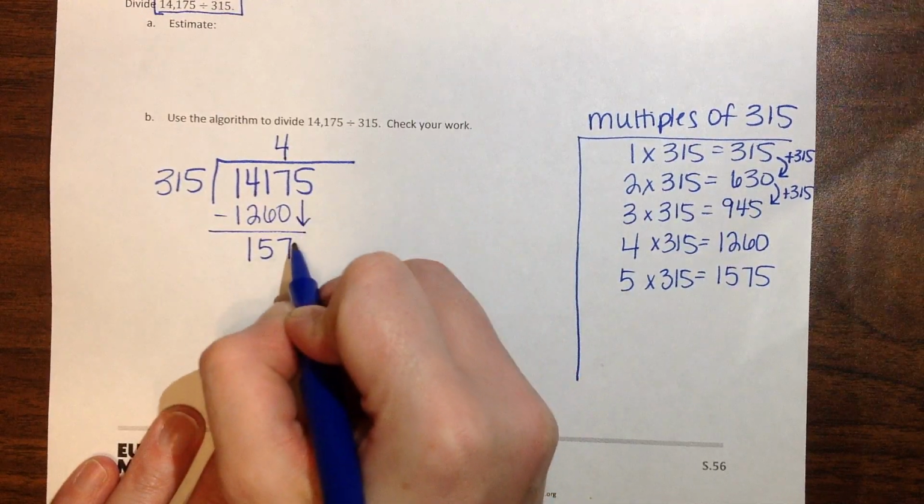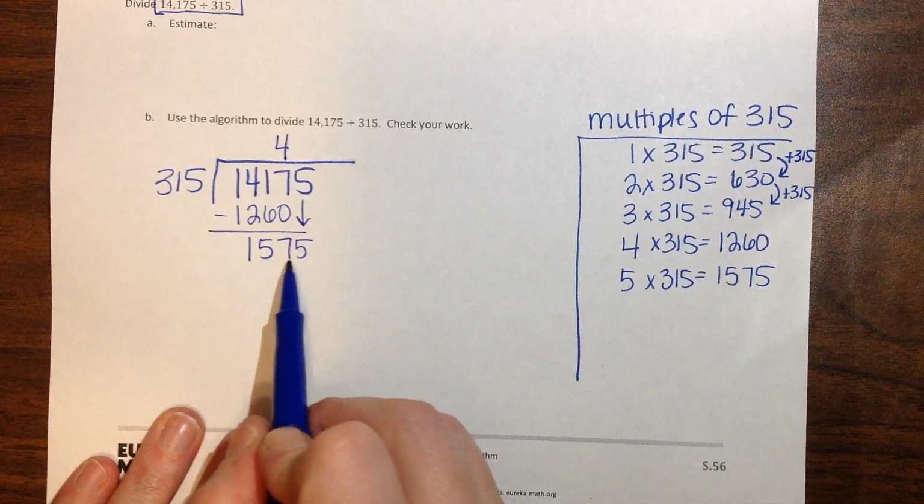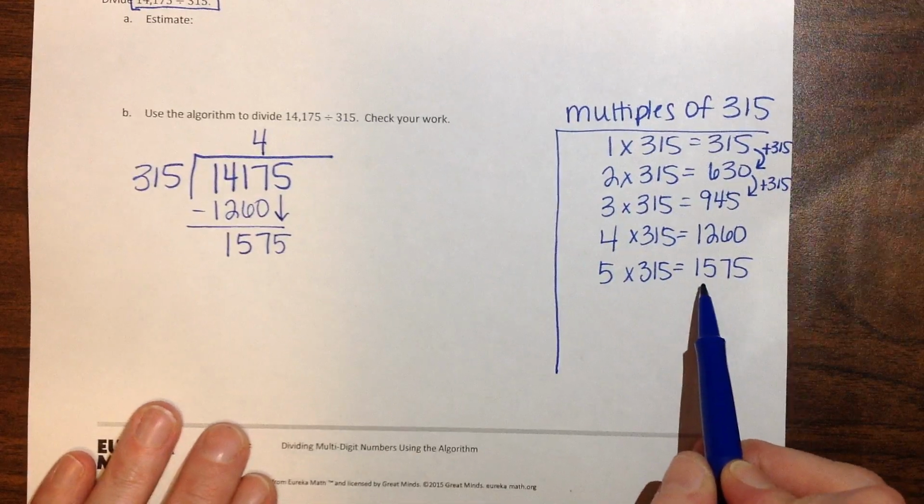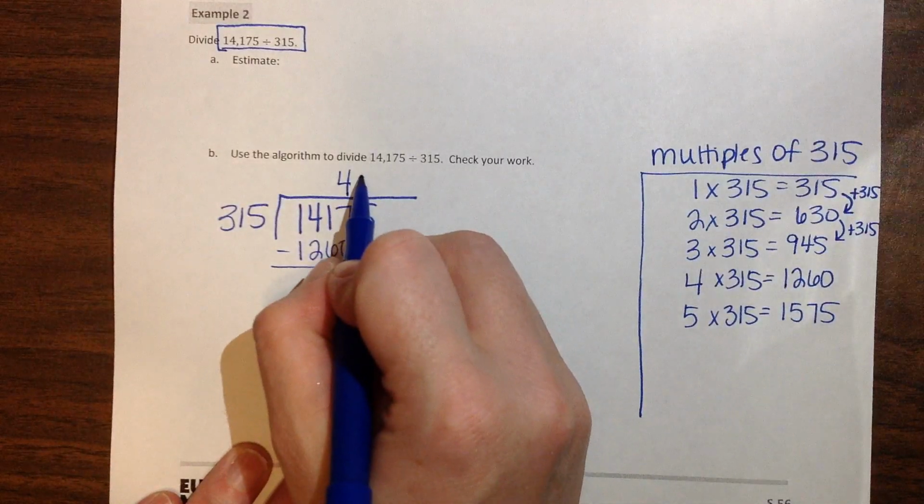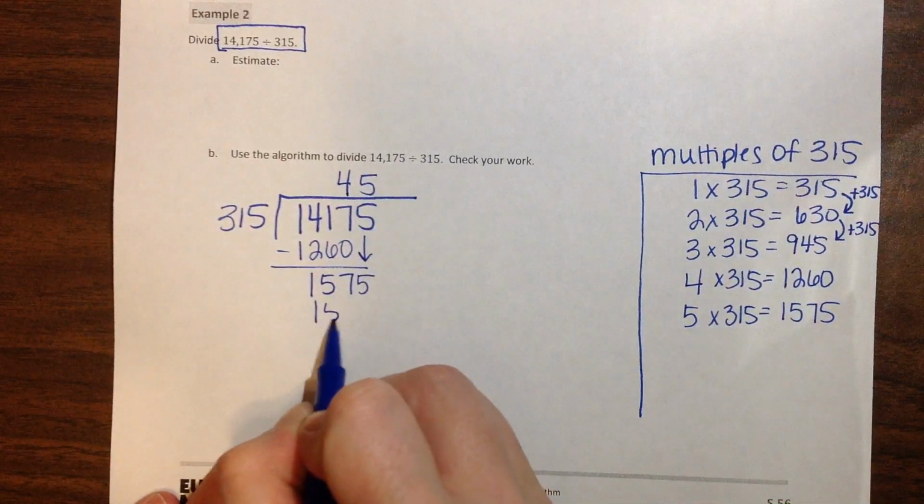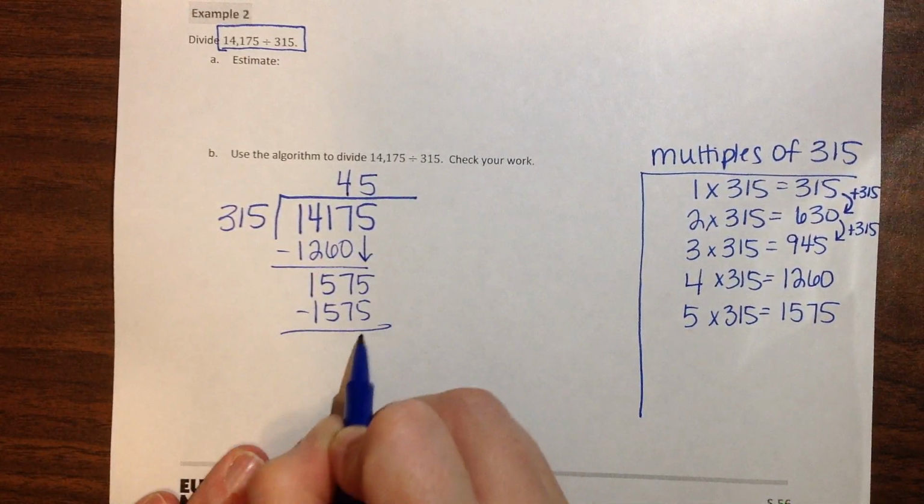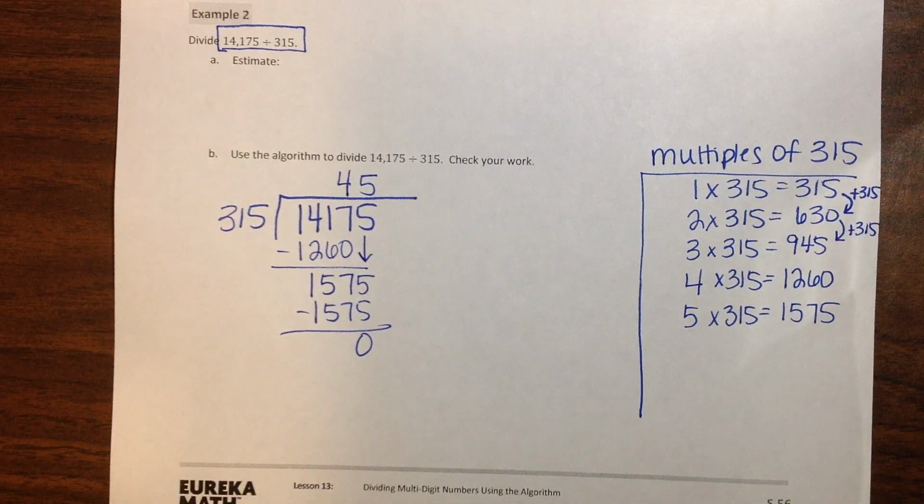We bring down that 5, 1575. And if we look over at our table, 5 times 315 will give us exactly 1575 with a 0 remainder.